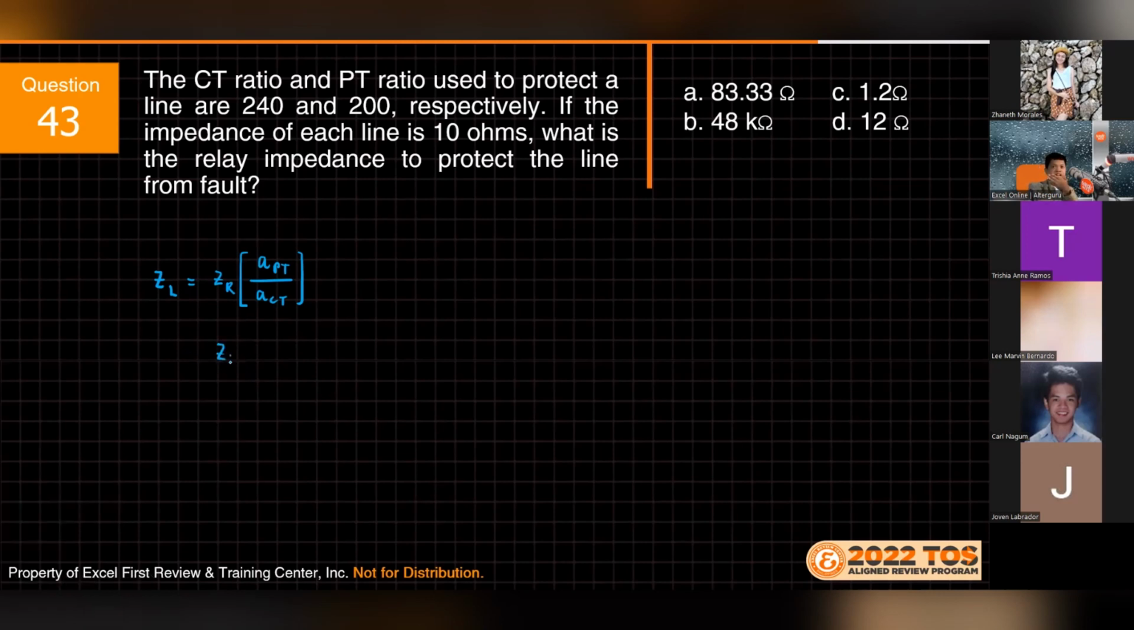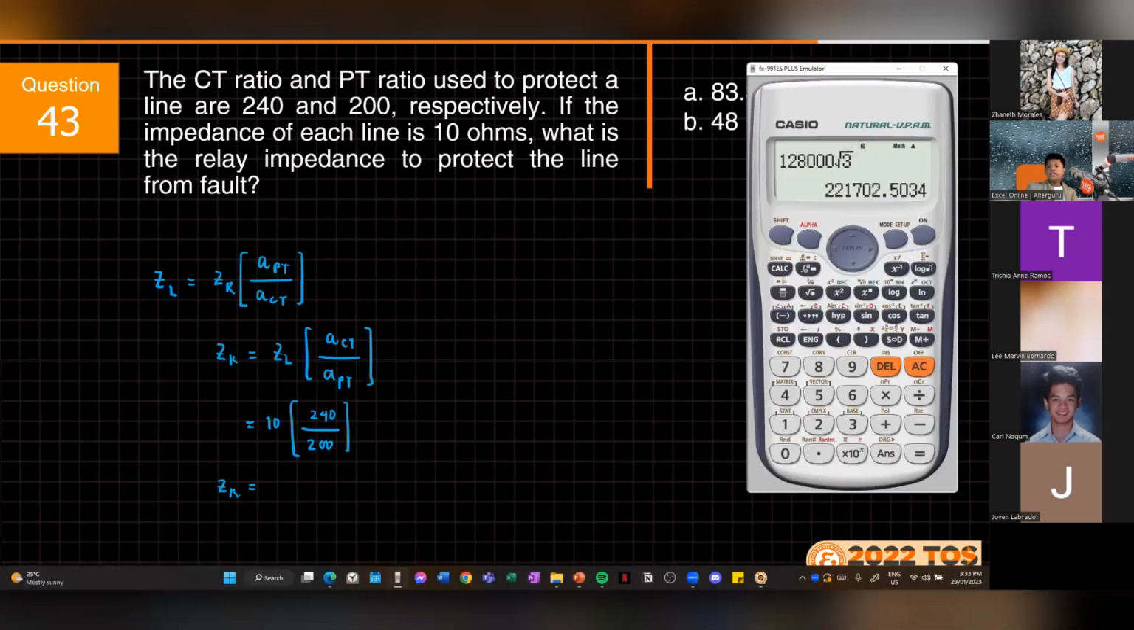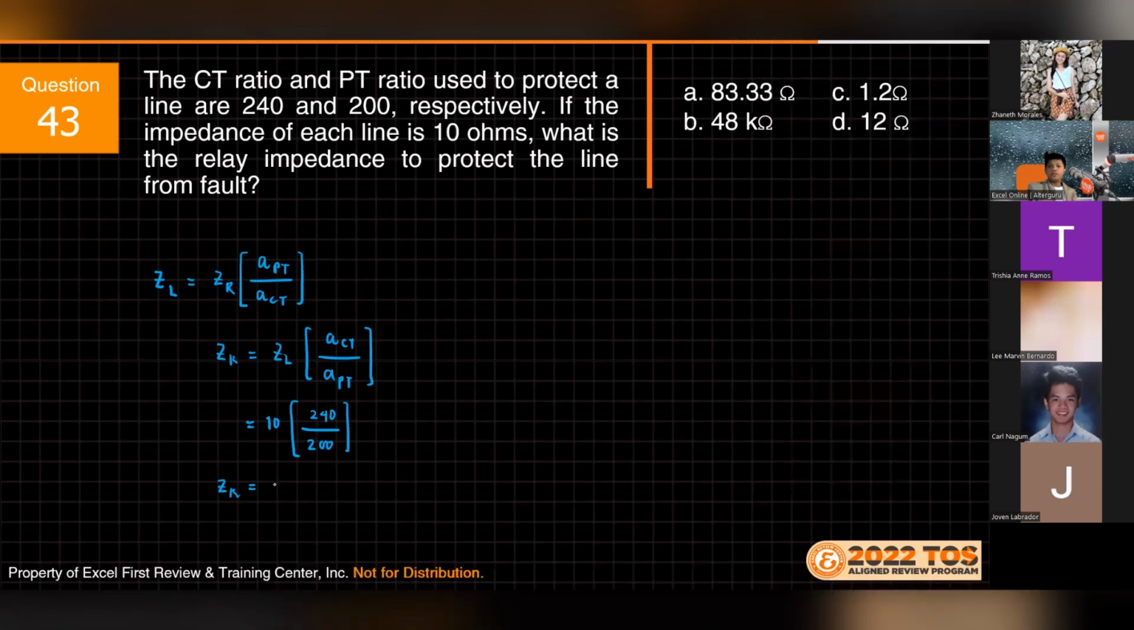So the Z relay is equal to Z line multiplied by A sub CT over A sub PT. That's what I want to happen. It's always like that. The Z line we're given as 10 ohms, multiplied by A sub CT of 240 over 200. The Z relay is equal to 10 times 240 over 200, which is 12 ohms. So this becomes the relay impedance to protect the line from fault.